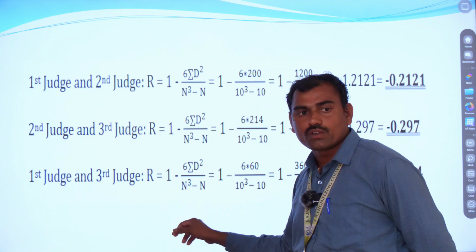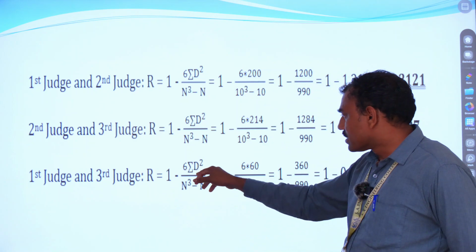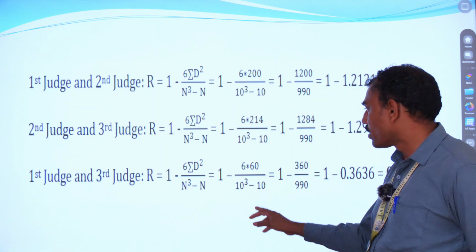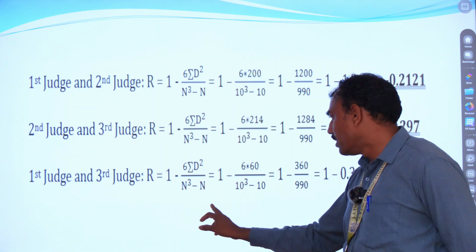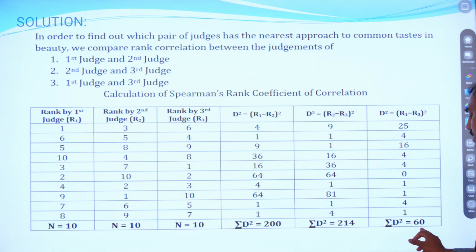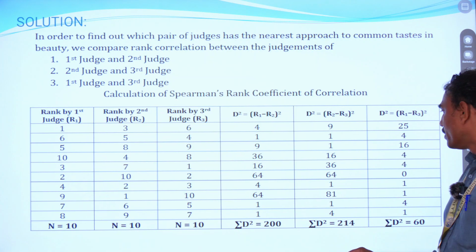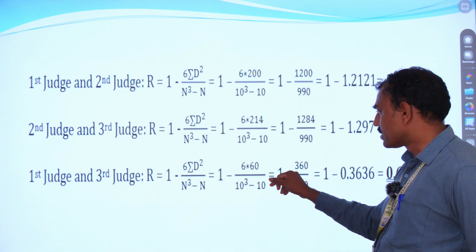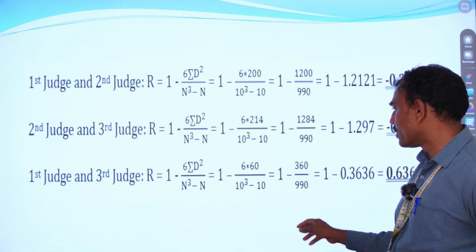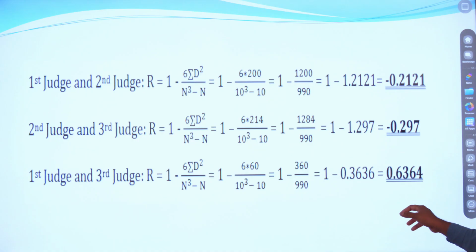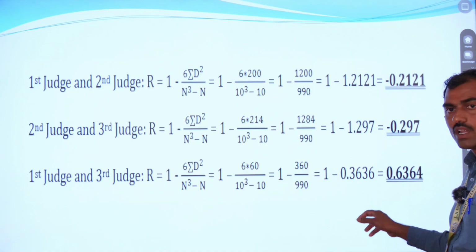So r equal to 1 minus 6 into summation of D squared divided by n cube minus n is equal to 1 minus 6 into, here, D3 squared equal to 60. Okay, so here put the value of D3 squared: 6 into 60 divided by 10 cube minus 10. So you see it gives 0.6364. This gives the positive value.